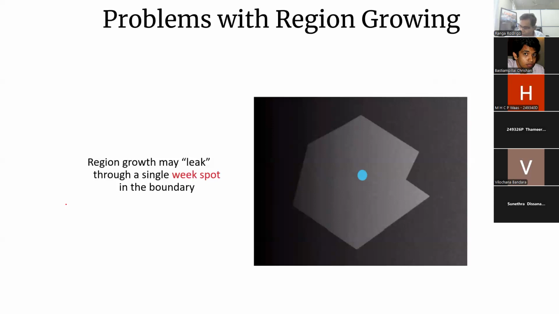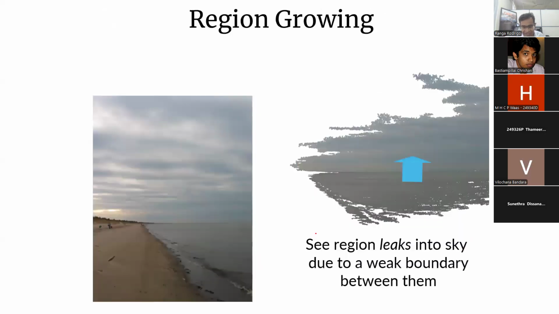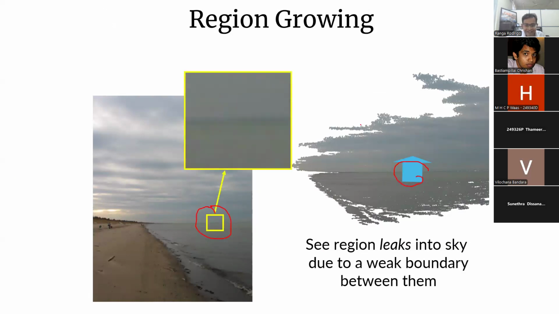But region growing also has problems. It leaks at a weak spot. For example, here maybe you have a weak spot because the object colors and the background colors are almost the same, then it can leak there and go into the background also. There are ways to prevent that. We will discuss them next week. Here they have used region growing to segment the water, but you can see there is near similarity between the ocean and the sky. Because of that, it has leaked into the sky.